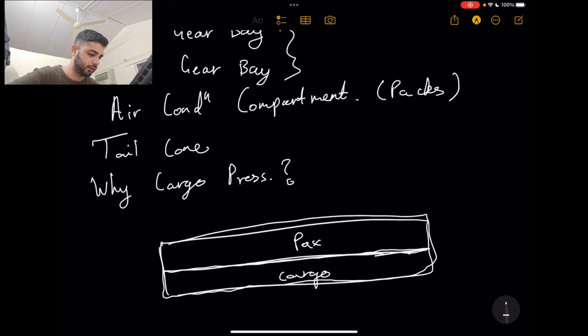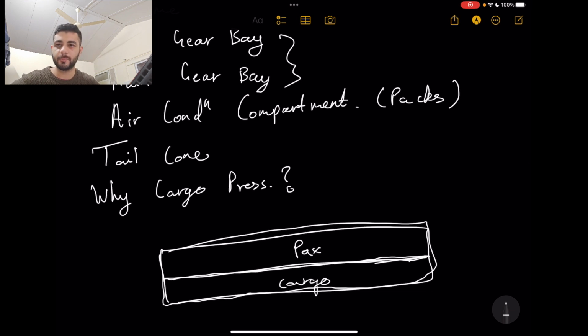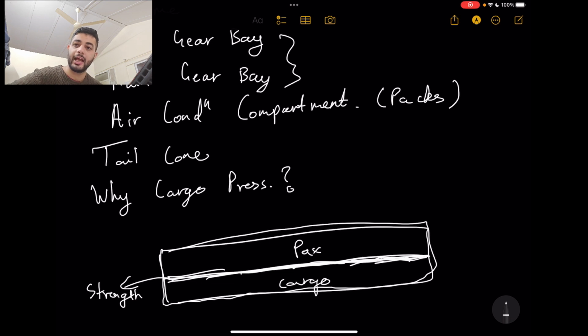The idea is, if I leave the cargo unpressurized, then I have to increase the strength of the floorboard, because the floorboard should be able to handle the differential pressure, and the fuselage has already been designed to handle the pressure anyway. Increasing the strength of the floor would mean I have to put more material on the floor, and then the weight of the aircraft is going to increase.